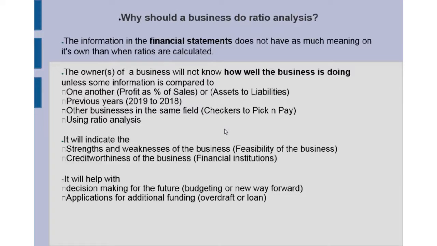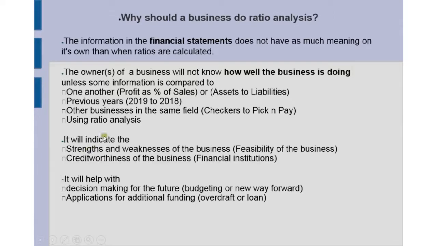So you can look at the profit as a percentage of your sales, you can look at your assets to your liabilities, how the ratio is on those. You'll see when we go further. You can also compare this to the previous years, where you compare 2019 to 2018 and or to other businesses in the same field. For example, the result of Checkers to the result of Pick and Pay. And we can only do this using the ratio analysis. You can't do that using the figures, saying the one has had a profit of 50,000 and the other not, because it all depends on the figures that you have in your income statement.